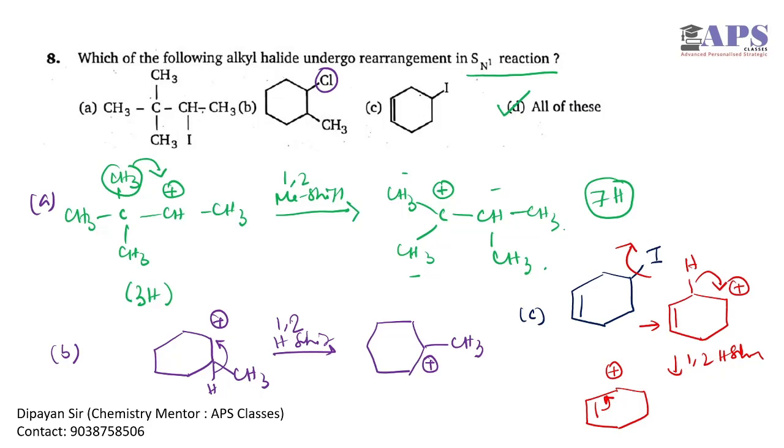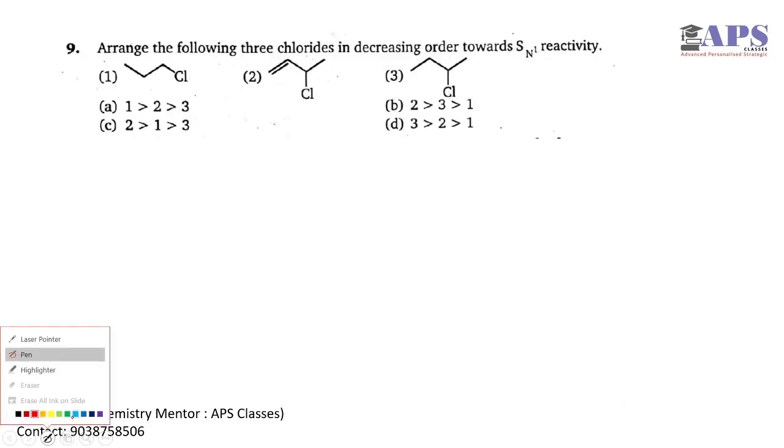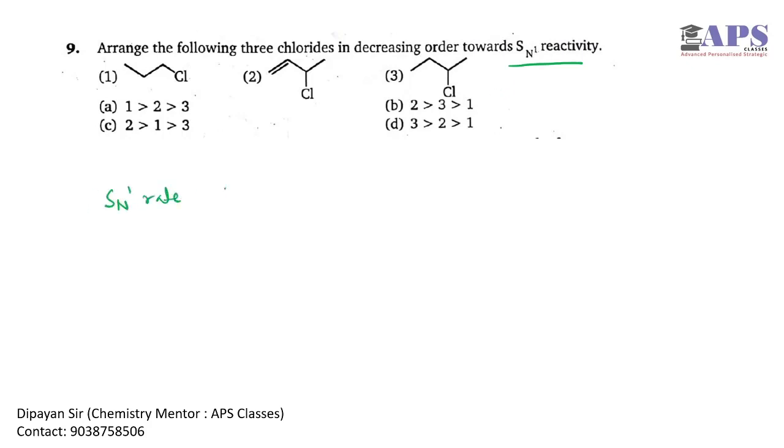Okay. The next question is question number 9. Again, we have to go for SN1 reaction, but in this case, we have to give an order of reactivity, or the rate order. So SN1 reaction rate is directly proportional to carbocation stability. So if we look closely, the second option or the second molecule, after elimination of leaving group, we will have this kind of carbocation.